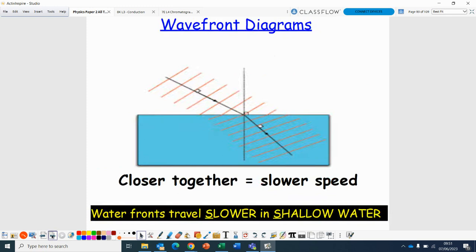Wavefront diagrams. So if it was a refraction diagram with wavefront lines, if they enter at an angle, you will get refraction. Closer together will give you a slower speed. Wavefronts travel slower in shallow water. Okay?